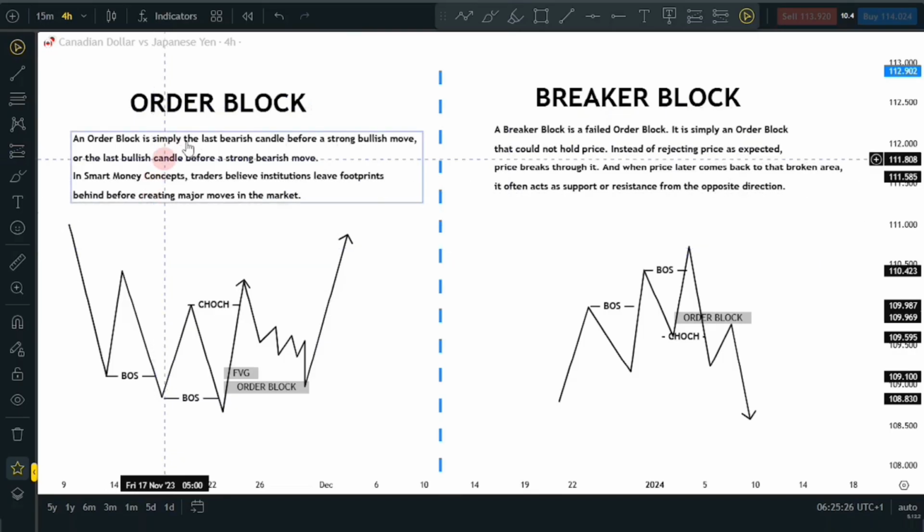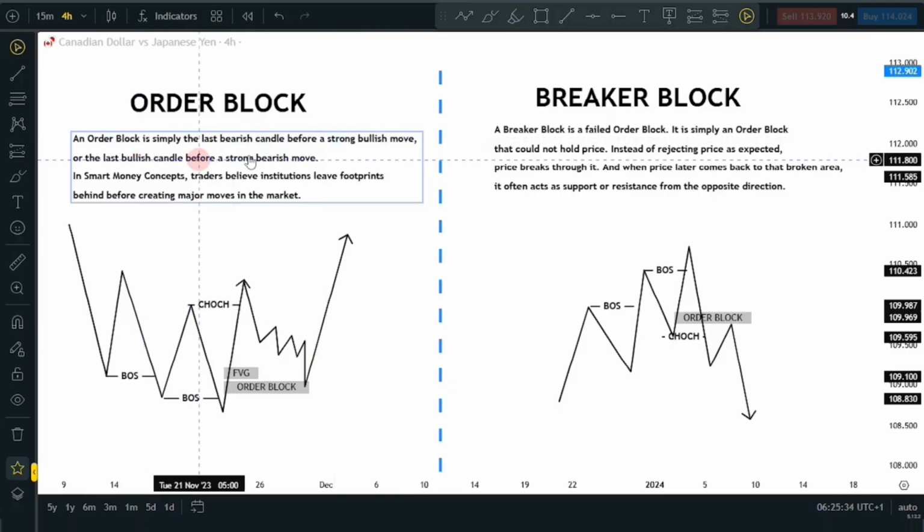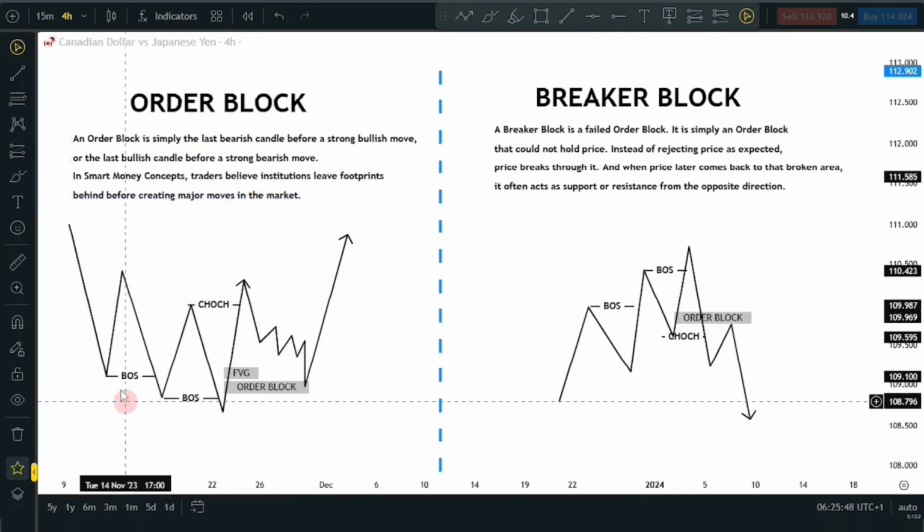An order block is the last bearish candle before a strong bullish move, or the last bullish candle before a strong bearish move. In smart money concepts, traders believe that institutions leave footprints behind before creating major moves in the market. Now, let's explain it using this illustration.